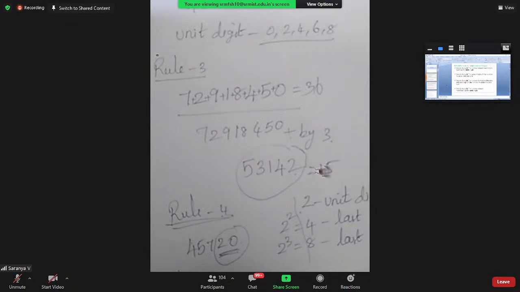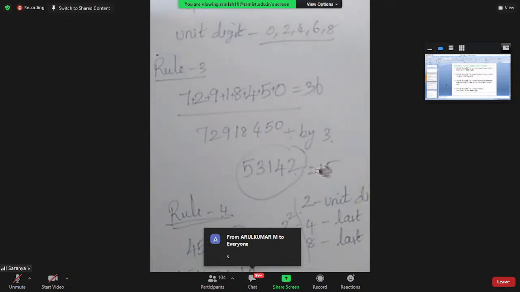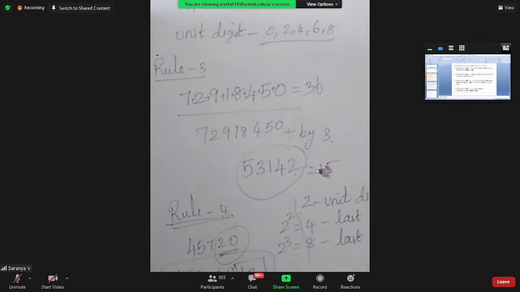And we'll do one more question. 75143412. Is it divisible by 4? I have given an 8-digit number. Yes, it ends with 12. We know that 12 is divisible by 4. Got it? The last two digits are divisible by 4. Therefore, the 8-digit number is also divisible by 4.